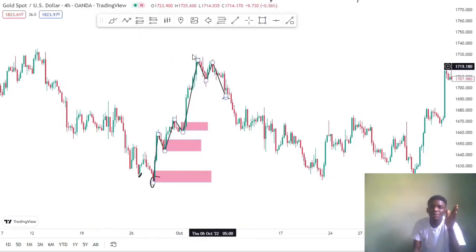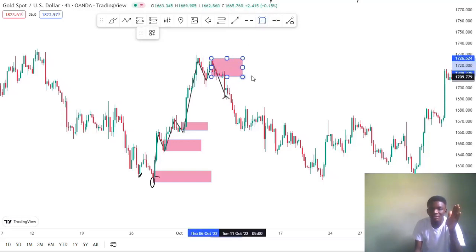Now, did we break above here? No. So we didn't break above here, so you cannot mark this zone as your supply zone, as your low or high. So now we break below, so you're going to mark the bullish candle before the bearish movement. For me, I'll take this.